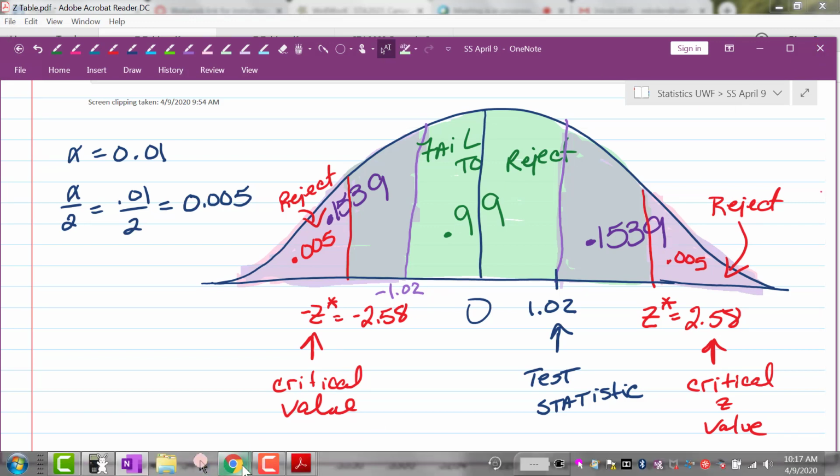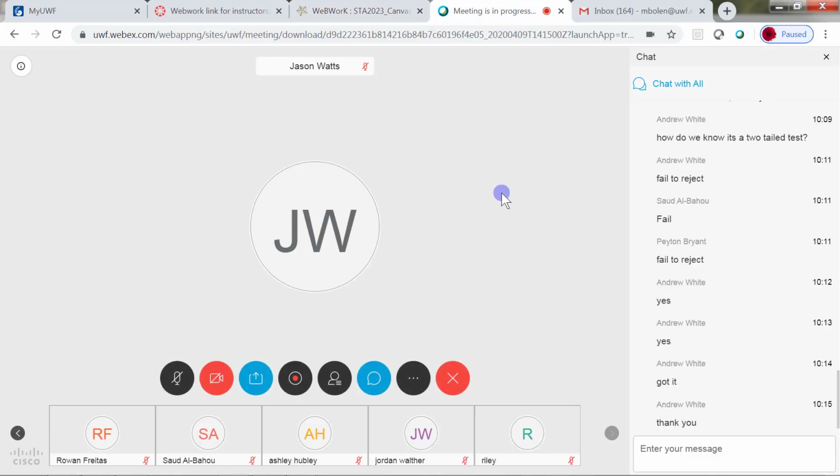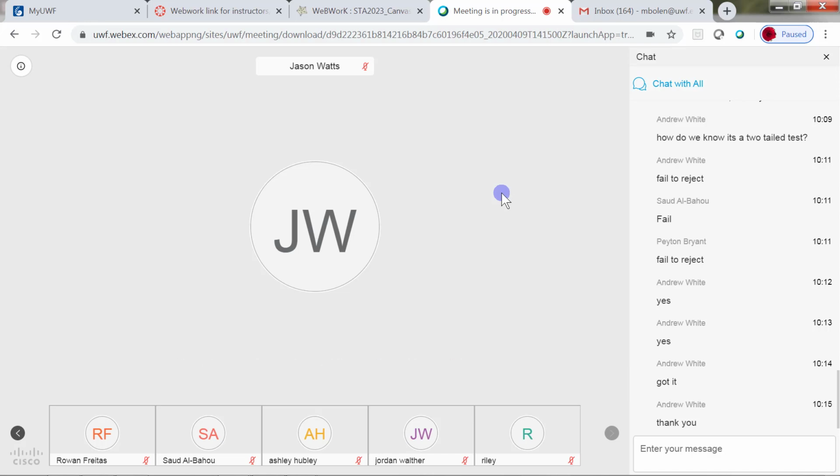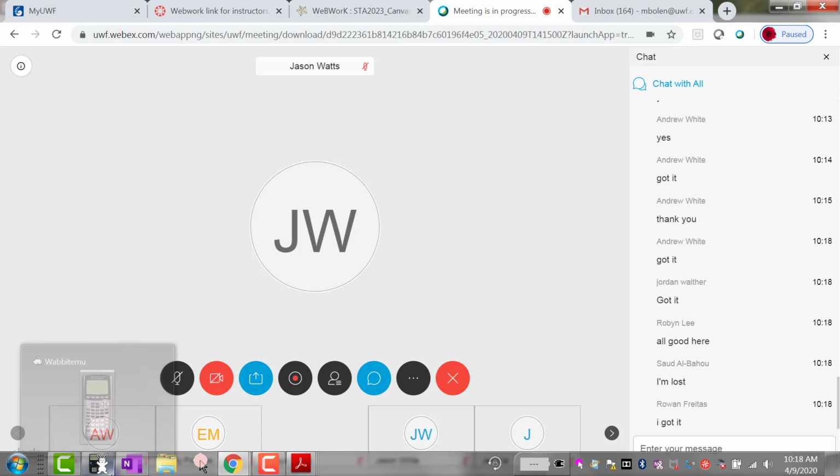On this part here, is everybody with me? Did I lose anybody? Just tell me if you have a question, let me know. If you're good, just say got it, or yes, whatever. But if you don't understand what I'm doing on the p-value, please stop me now so I can help out. Okay. Thank you. You're lost.